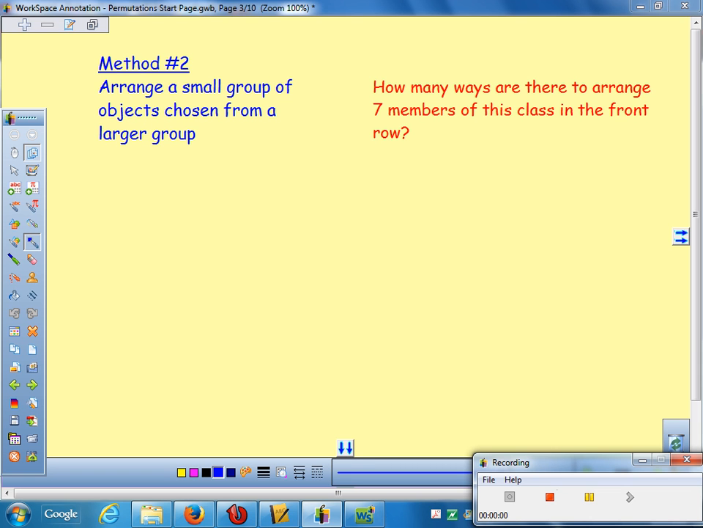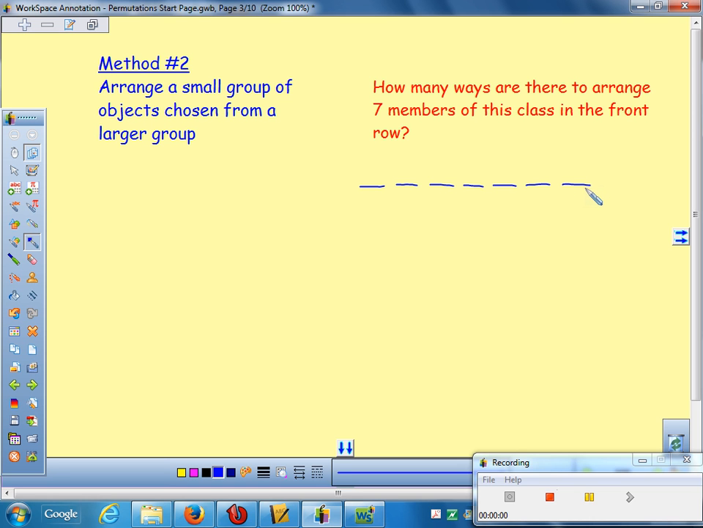if I want to know how many ways there are to arrange 7 people out of this room in the front row, okay, there's more than 7 of you here. So how do I figure out how many ways there would be? If everybody was here, we'd have 13. Picking from 13, how many ways are there to arrange 7 at a time? You can do it the way I showed you before. You can do it with the little blanks.